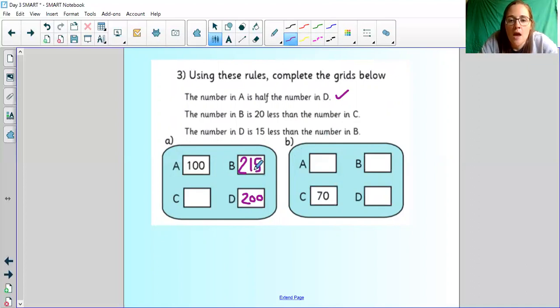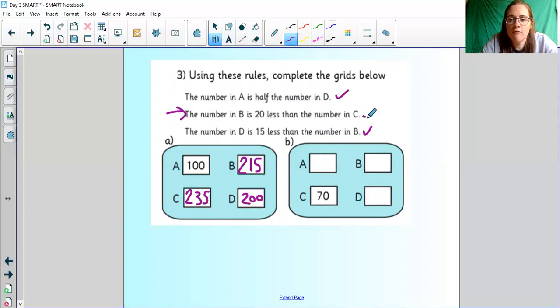Sorry, guys. So now we've got to find C. We've done this one, and we get back to this one here. The number in B is 20 less than the number in C. So B is 20 less than C, so C's got to be more. C has got to be 20 more than B. So I add 20 to that and I get 235.